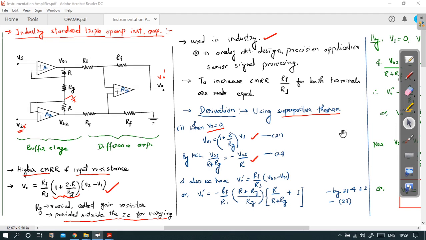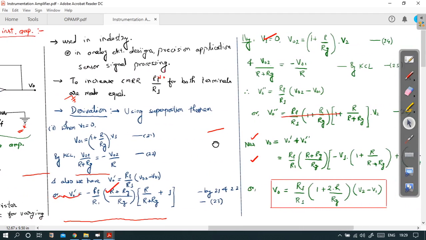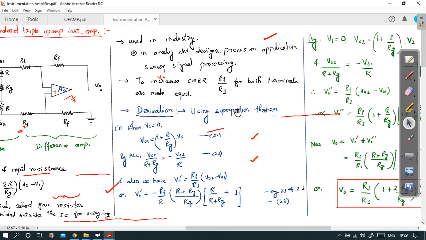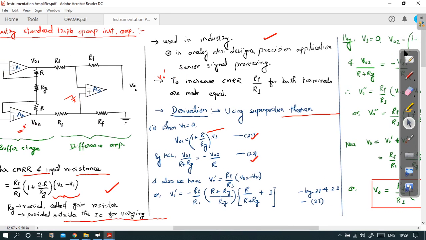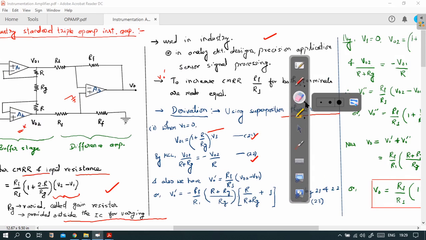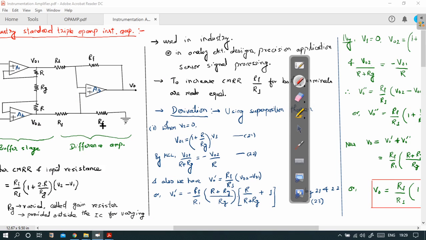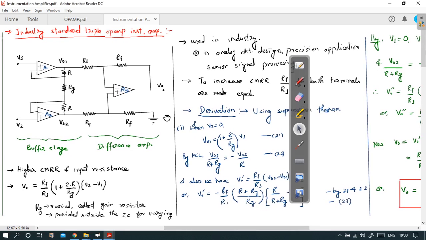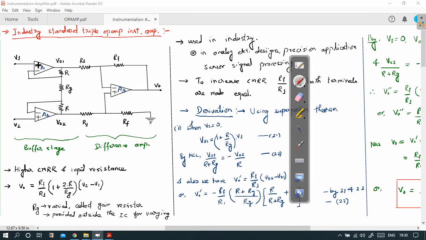We will get an equation for VO dash that will look like this. Keep this equation. Next, we will assume that V1 is 0. So let's make this 0 and apply the input to the other side, and in this case let's assume that VO double dash is coming here. Since this is made 0, this node will become grounded.